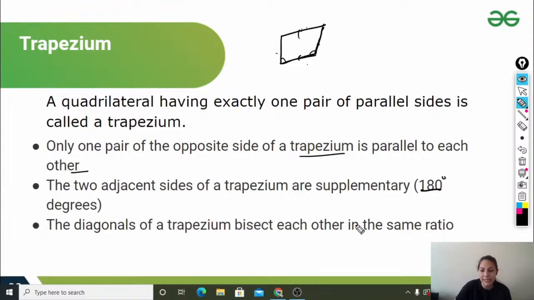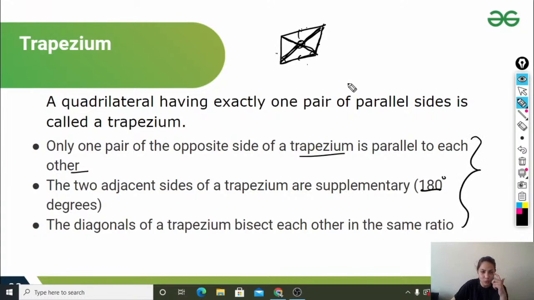Diagonals of trapezium bisect each other in the same ratio. That is, the diagonals jo bhi honge, they bisect each other in the same ratio. That is, the ratio of this diagonal, bisecting at this point, should be equal to this. So these are the properties of a trapezium.